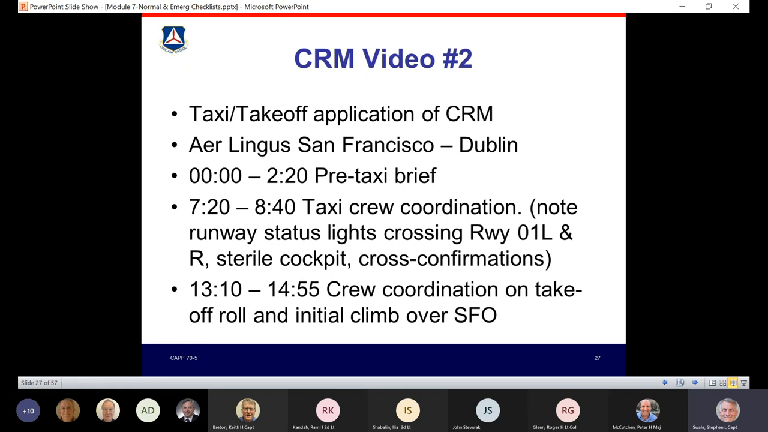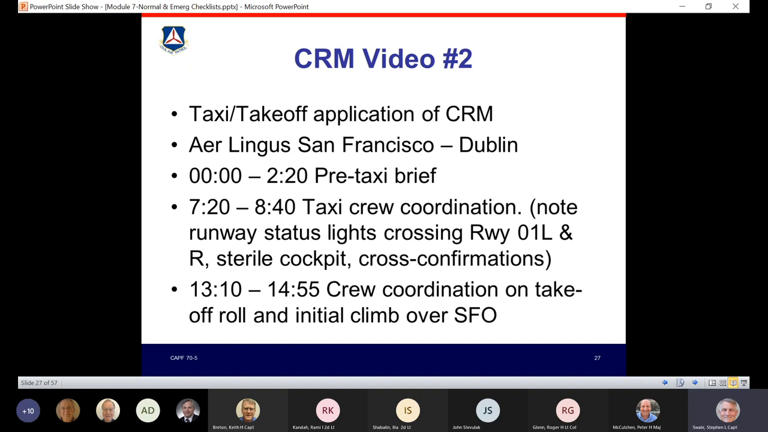They also cross, this is at San Francisco, the east-west runway is oriented, 01 is the western end of the east-west runway, and they cross that dual runway, and you'll see the runway status lights, which I think is interesting. They're only at the big fancy airports.